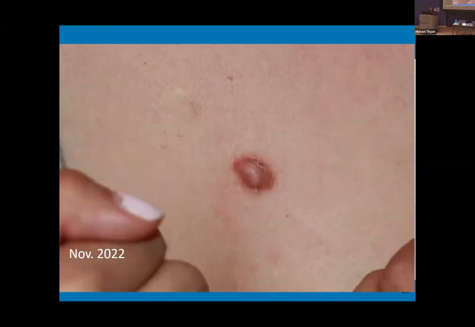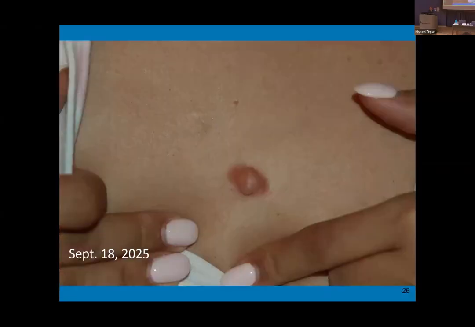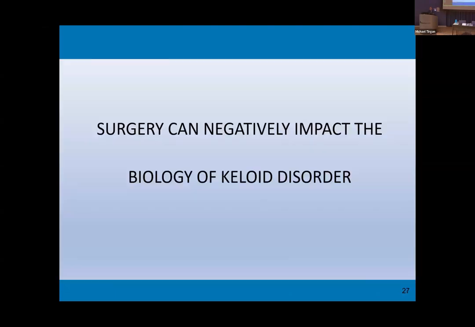2022, those that have not relapsed have remained in remission. This one continues to progress. And this is 2025. This is progressing despite all kinds of treatment. So there's a lesson to be learned here. The surgery in this one particular patient negatively impacted the biology of the disease to a point that the lesions not touched responded to treatment very well, while the one that was touched surgically did not respond to treatment.